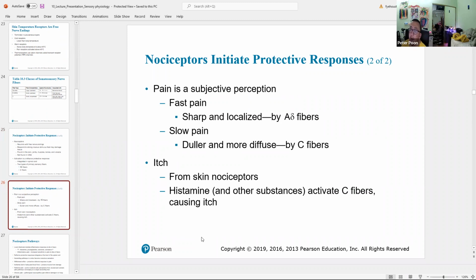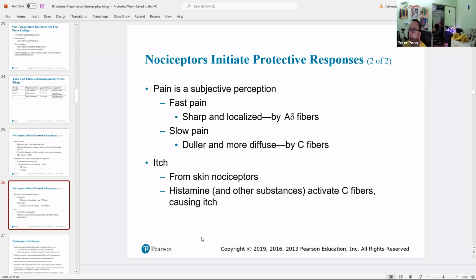Pain is a subjective perception. The fibers are firing, but how you interpret it is different. That's the subjective part. Fast pain is sharply localized. These receptors are near the surface, like your muscles, in the somatic nervous system, the parts that you consciously control. So the pain is very sharp.